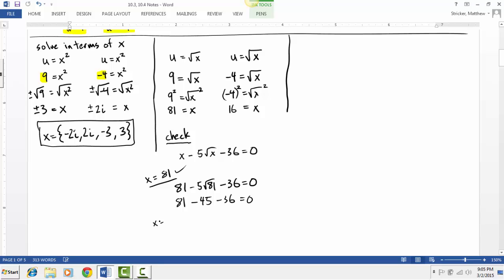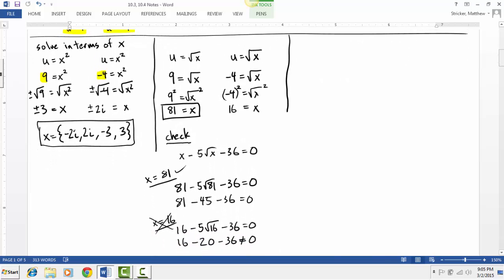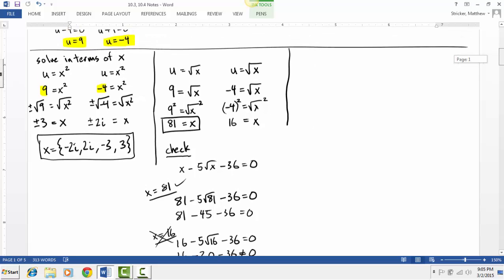We should also, though, check 16. That gives us 16 minus 5 times the square root of 16 minus 36, and you can see there's a problem right here, because this becomes 16 minus 20 minus 36, which is definitely not equal to 0. So that answer we're going to cross out. So our only answer is x equals 81. And anytime we have an equation that has square roots in it, there's always a possibility that we can get one or more extraneous answers out of our originals.